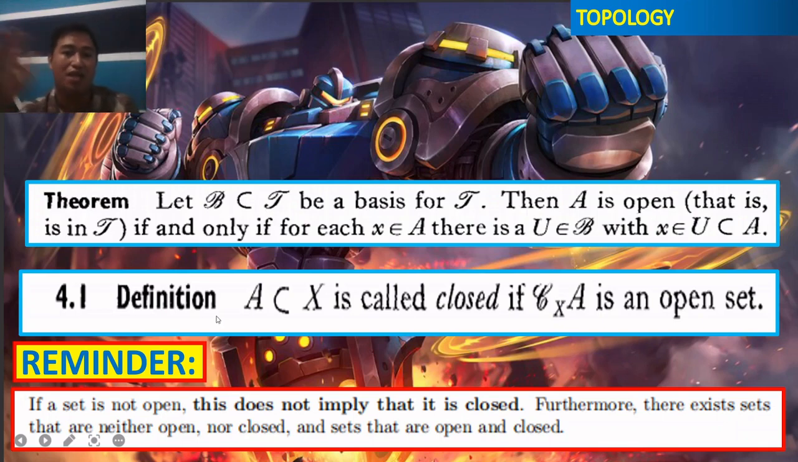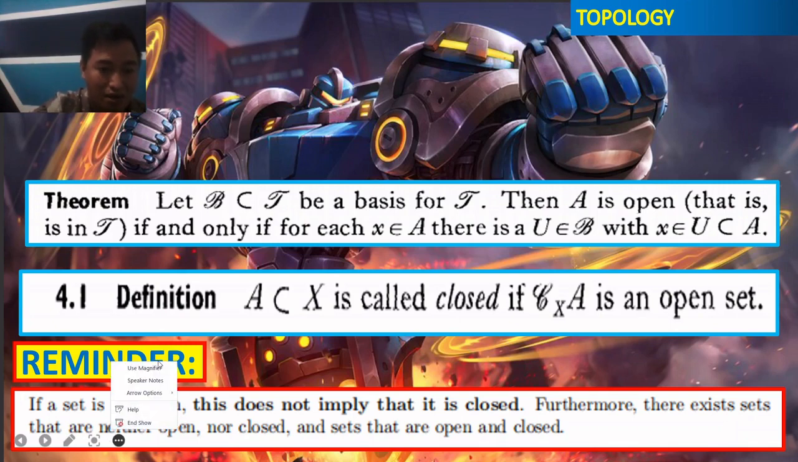Now, next definition. A subset A of X is called closed, not X that is closed, if the complement of A with respect to X is an open set. The complement of A is written as A complement, and we put X to emphasize that it is in the space X. If the complement is open, then the set A is closed. There is a reminder here.